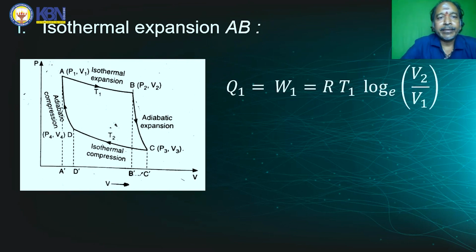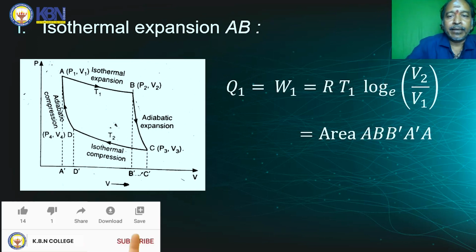So here along AB, the isothermal expansion, the work done by the gas is W1, suppose, and its formula is given by RT1 log_e (V2/V1). See here W1 is nothing but the absorbed heat energy from the source, Q1, where R is the universal gas constant, T1 is the temperature of the source, V2 is the final volume, and V1 is the initial volume. It is the work done by the gas along the isothermal expansion from A to B.